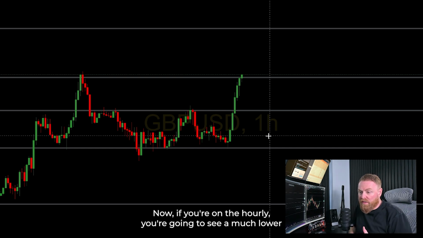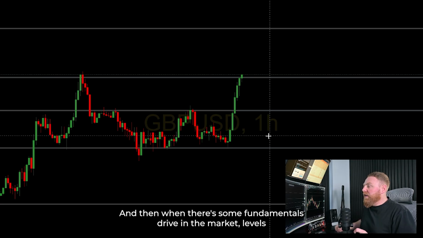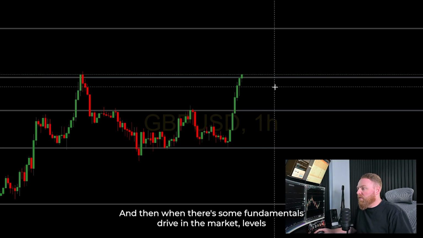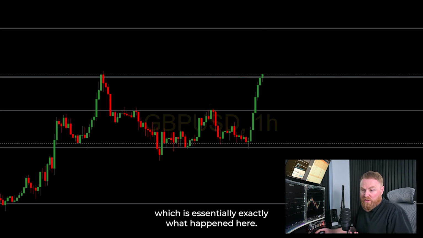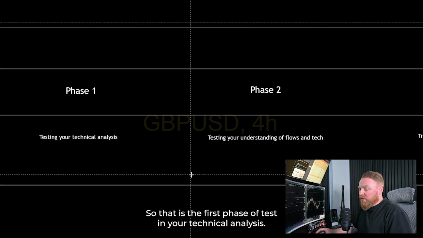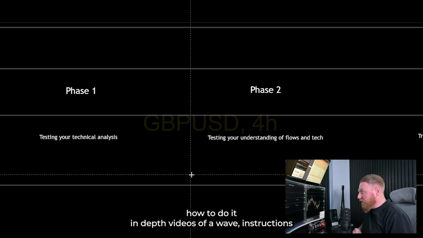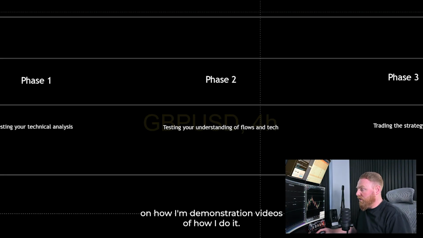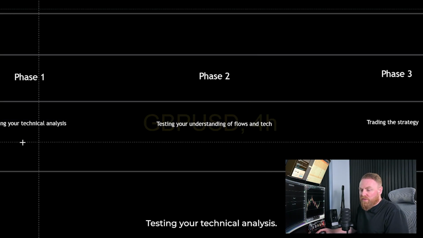Now, if you're on the hourly, you're going to see a much lower success rate because a lot more levels are going to be hit. And then when there's some fundamentals driving the market, the levels aren't going to work because price is just going to smash straight through them, which is essentially exactly what happened here. So that is the first phase of testing your technical analysis. And there are lots of videos on this, in-depth videos with instructions and demonstration videos of how I do it. So that is phase one, testing your technical analysis.